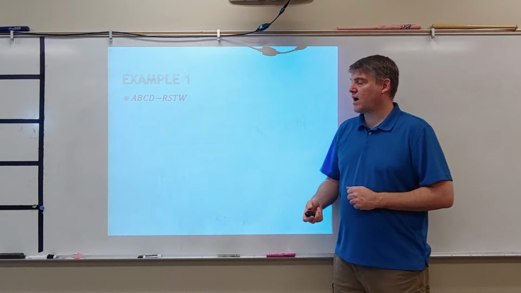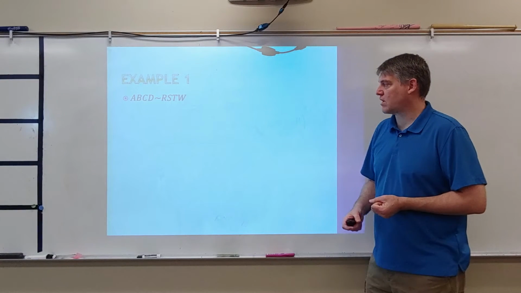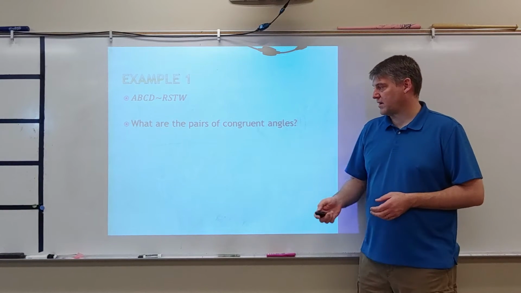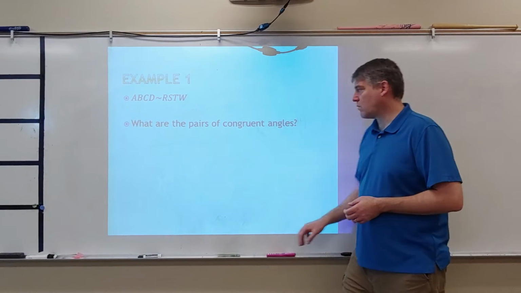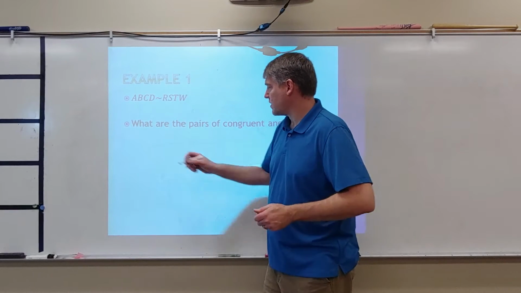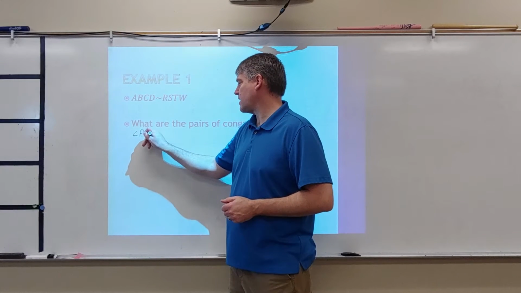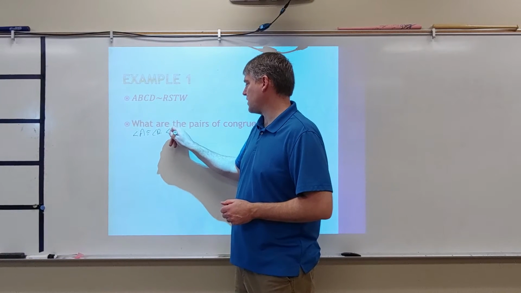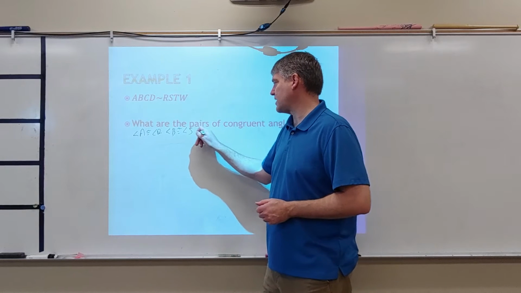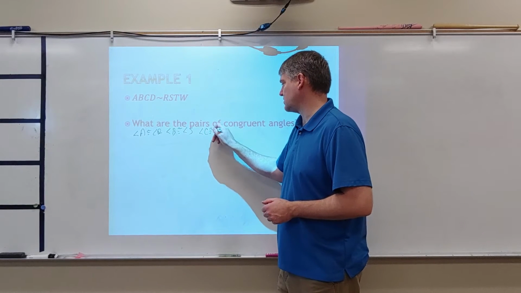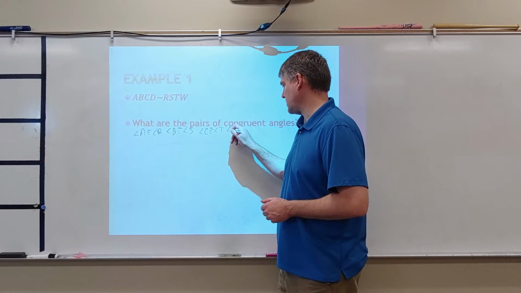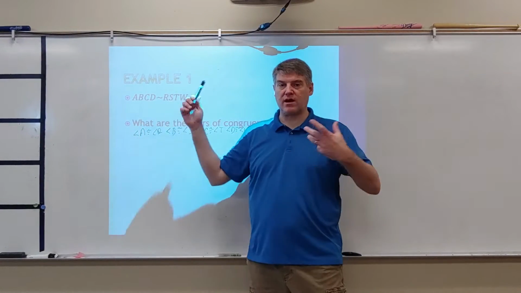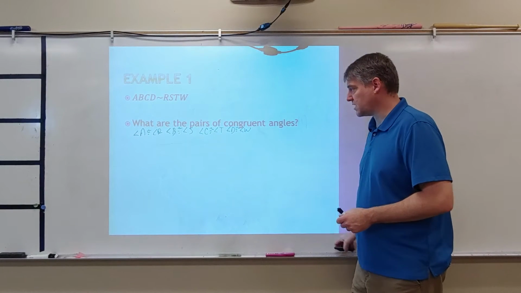Now I have ABCD is similar to RSTW. What are the pairs of corresponding angles? So we want to write our corresponding angles here. Angle A is congruent to angle R. Angle B is congruent to angle S. Angle C is congruent to angle T. And angle D is congruent to angle W. Because remember, similarity requires congruency in our angles.